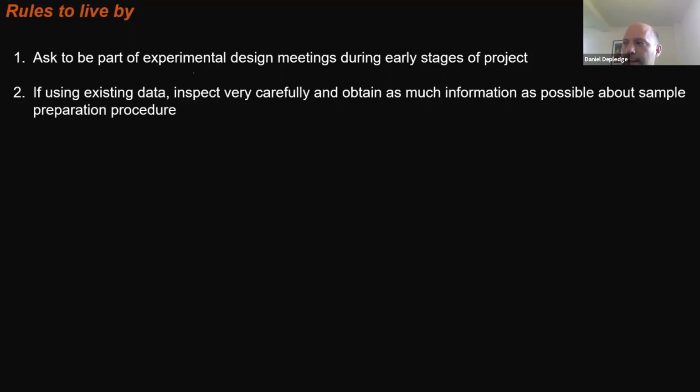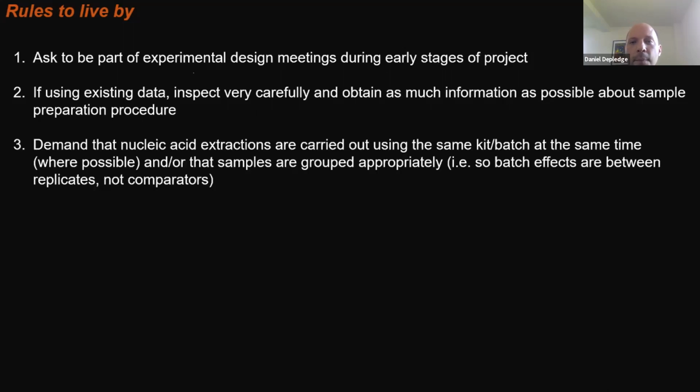I've tended to find method sections of papers can be a bit dry in terms of details. So often you end up having to chase people to try and find out more, but you should never be afraid to do that. Where possible, always try to make sure nucleic acid extractions are carried out using the same kit and batch, ideally at the same time or at least closely together. And you also need to think, if it can't be all done together, you need to find ways to group your samples so that batch effects can be minimized.